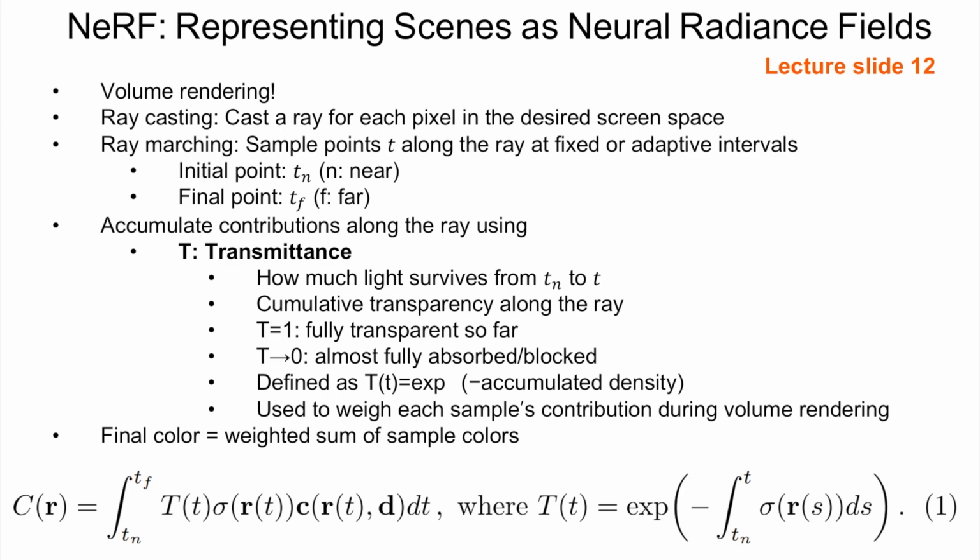We cast a ray from the target screen space, and then we perform ray marching, so that for each marched point along the ray we check whether it is occupied or not. We accumulate the density using this integration, and we keep multiplying and accumulating the color and density during the ray marching, and then we get the image. That is NeRF.